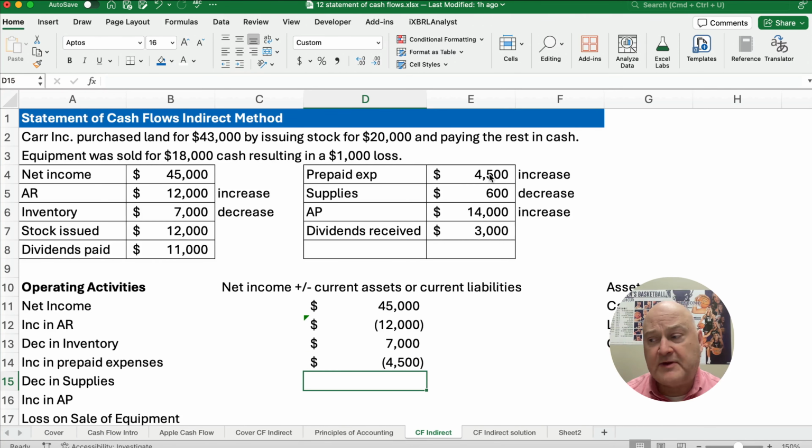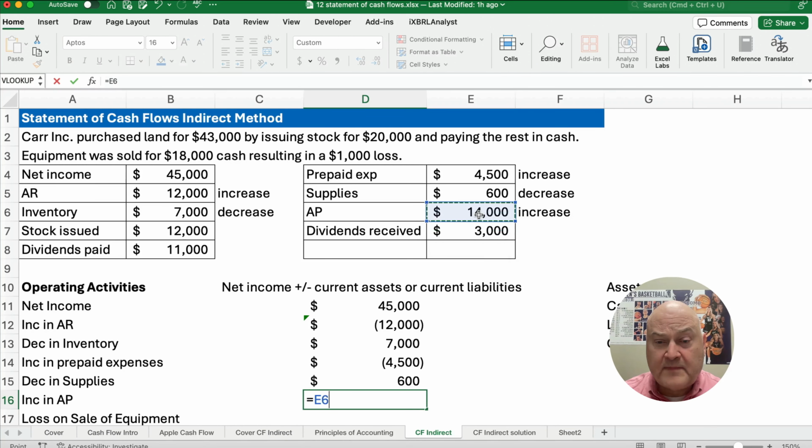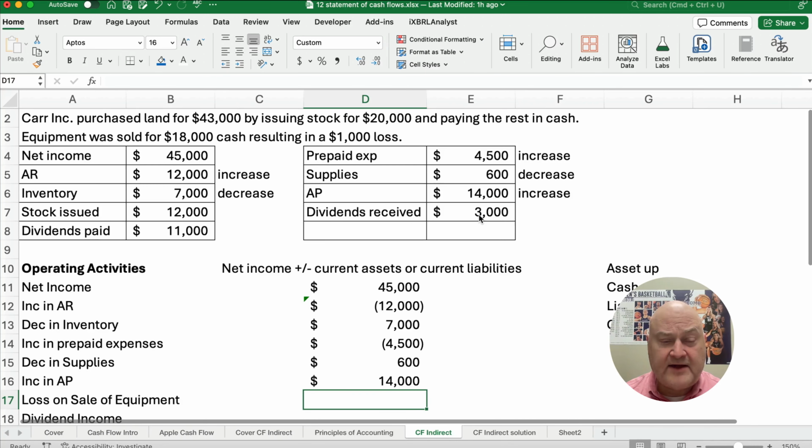Prepaid expense would be something like prepaid rent. We had to pay that to get that prepaid rent. We have supplies that go down, so we call it a decrease in supplies. So we make that a positive $600. Increase in accounts payable. Now we've switched. This is a liability, so a liability going up means cash goes up. It's the same sign, so increase in accounts payable means that cash goes up $14,000.